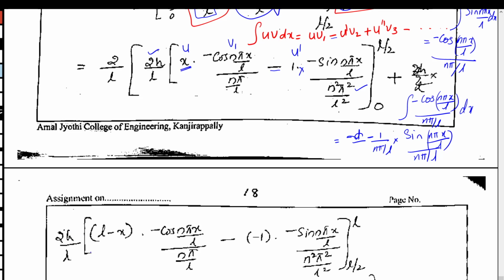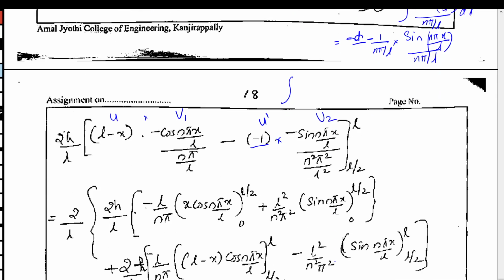The constant 2h by L into u, in u, that is L minus x, into v1, where v1 is the same as in the previous case, that is minus cos n pi x by L divided by n pi by L, minus u dash. u dash is the derivative of L minus x with respect to x, that is minus 1, into V2. V2 is the integral of V1, which is the same as in the previous case. Again, plus u double dash. Since u dash is minus 1, which is a constant, u double dash is going to be a constant. Therefore, here also we can stop for the evaluation of the second integral.